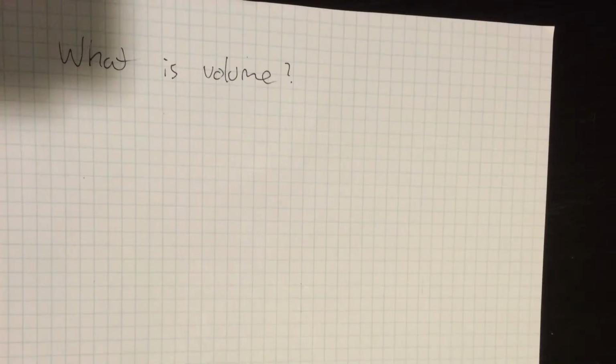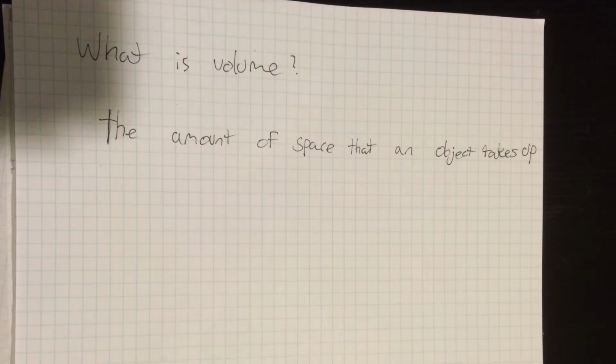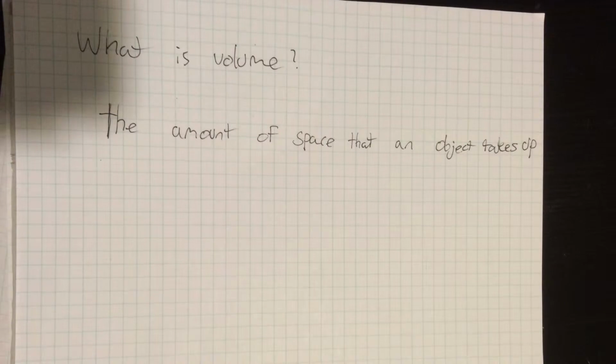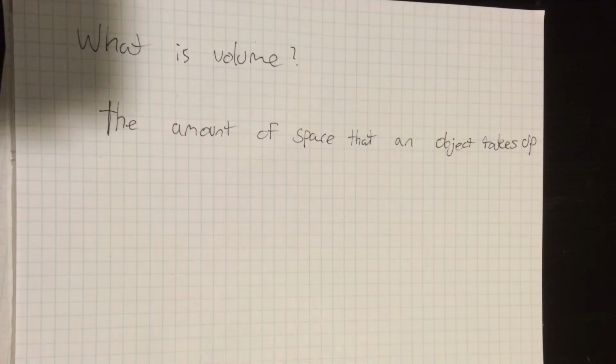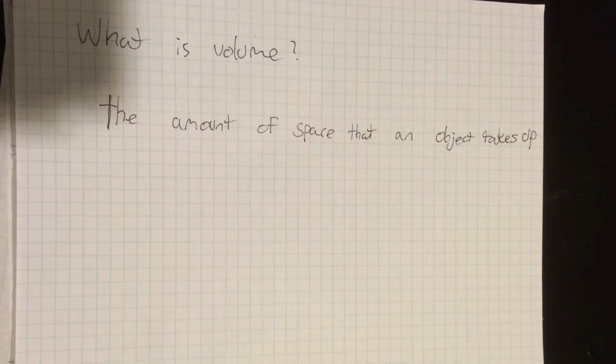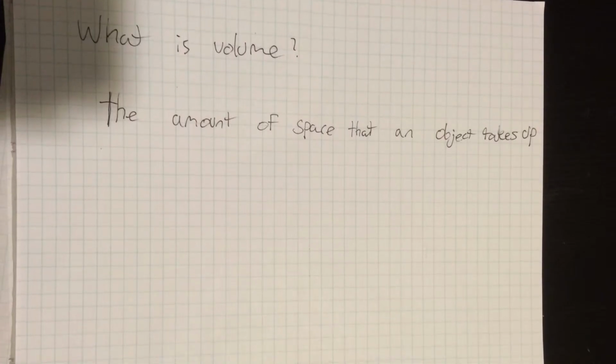What is volume? Volume is the amount of space that an object takes up. It can be measured in many different ways such as milliliters or centimeters cubed. Using a ruler can be hard to determine the volume of an object. Here's a better method to determine the volume of an object.